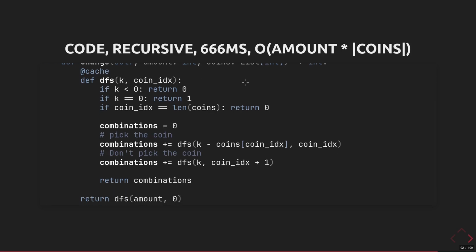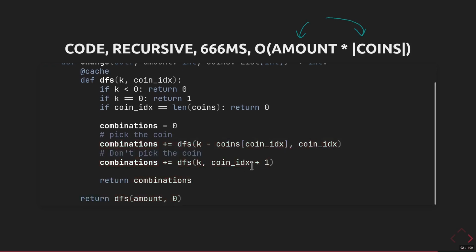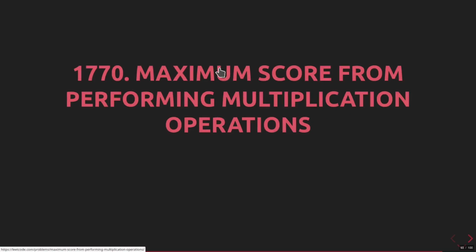So this k, the amount, is basically why this time complexity is the way it is. The number of coins is the variation for the coin, and the amount is basically the amounts that are possible all the way to 0 from k. I think this one's actually a lot more intuitive, and this one is actually faster. With that, I believe this is my last problem.